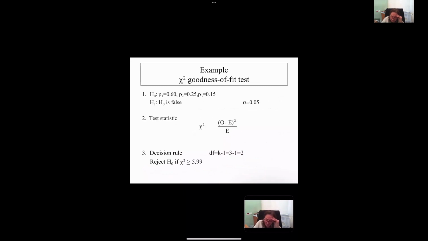Okay, first, just again to recap, or to put it in terms of H0. I expect under the null hypothesis that the probability of no exercise would be 0.6, sporadic 0.25, and regular 0.15. And H1 is that H0 is false. What does it mean that H0 is false? It means that the distribution does not follow the 60, 25, and 15%.